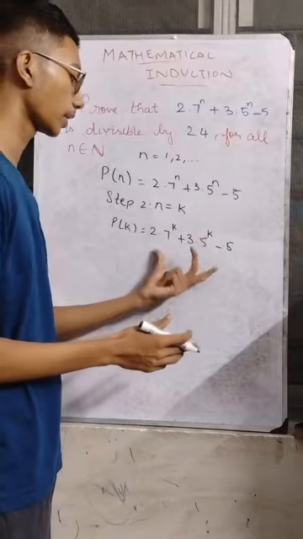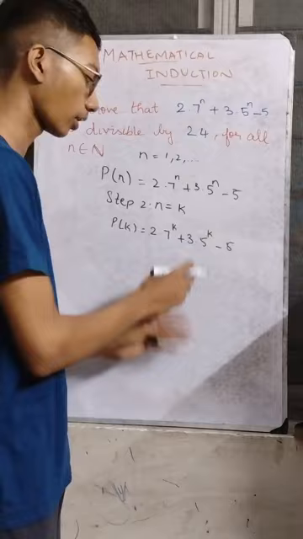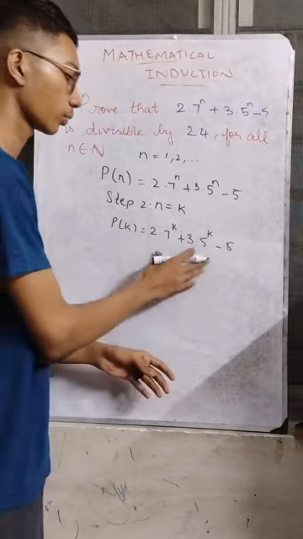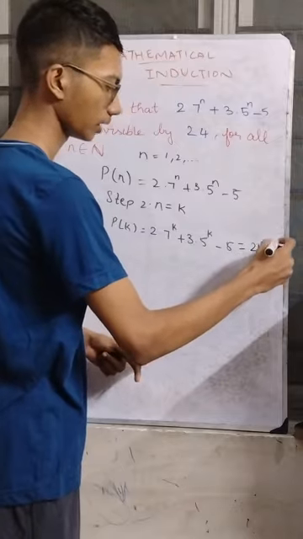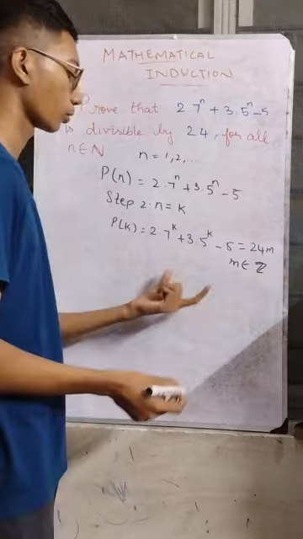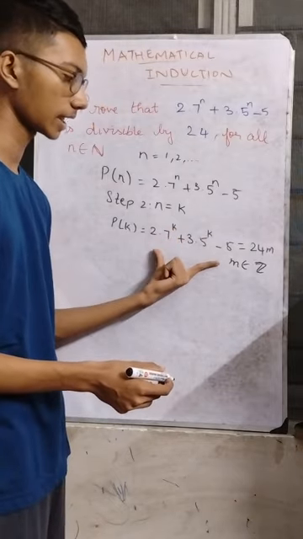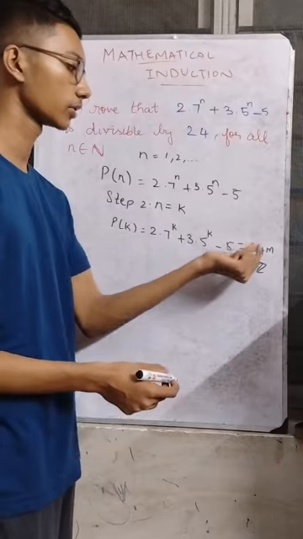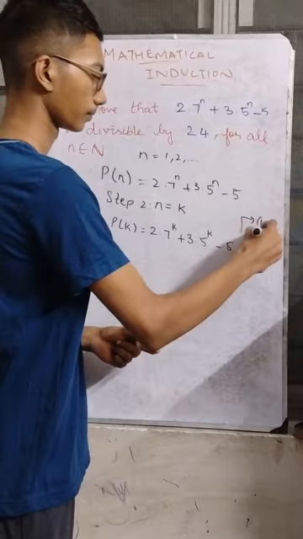So we are assuming that when we put the value of k in this expression, it is divisible by 24. So that's what this means. So we can write it as equals 24m, let's say m is an integer. So when we put n equal to k, this expression is divisible by 24. So this is one expression we have.